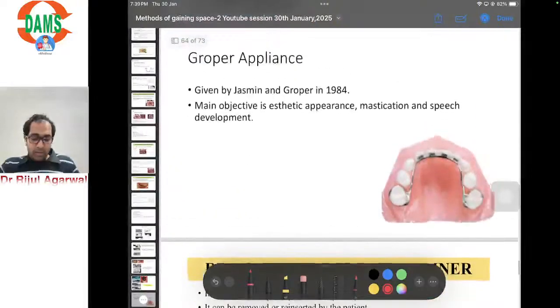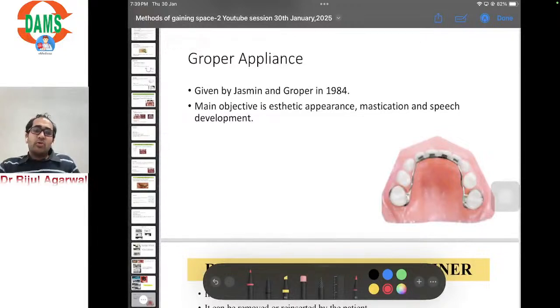Next is the appliance known as the Gropper appliance. This is a very important appliance which came in your INI AIIMS exam back in 2018. It was given by Jasmine and Gropper in 1984. The main objectives, as I've already told you, in the anterior region are aesthetics, mastication and speech development. So basically it's the anterior aesthetic space maintainer, for anterior aesthetic teeth replacement. This is a banded appliance which is fixed, and on the band acrylic teeth are attached.